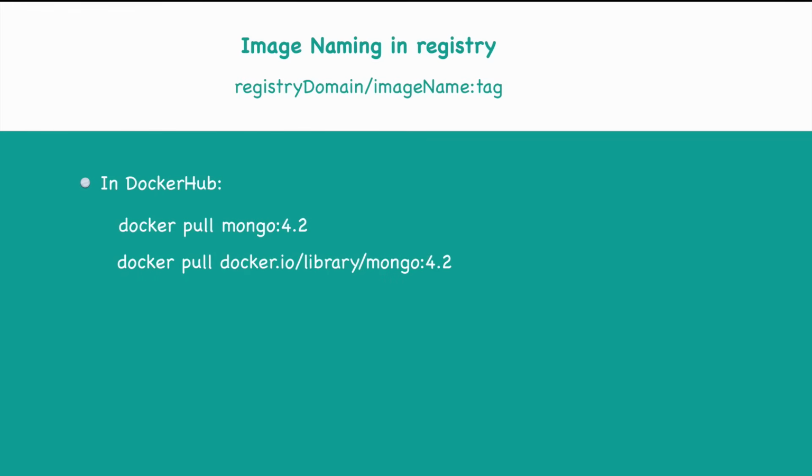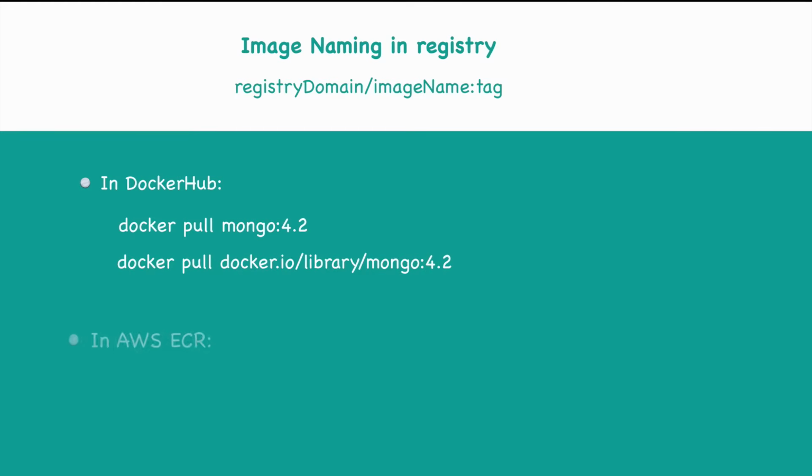What actually gets executed in the background when we say docker pull mongo is docker pull with the registry domain. So docker.io/library is the registry domain. Then you have the image name, and then you have the tag. Because we were working with Docker Hub, we were able to use a shortcut, so to say. In private registries, we can't skip that part because there is no default configuration for it.